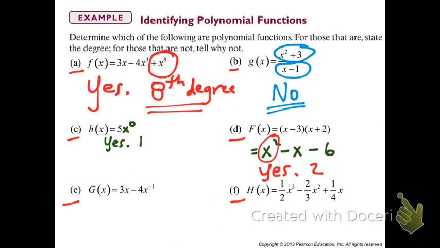Okay. Well, here for part E, you can see that we have an exponent that's not a whole number, so this has to be a no, not a polynomial. And don't let the fractions fool you. Again, the coefficients are real numbers. We know that all these fractions are real numbers, and the exponents are whole numbers, all of them. So we say yes for this guy, and the degree of this polynomial is 3.